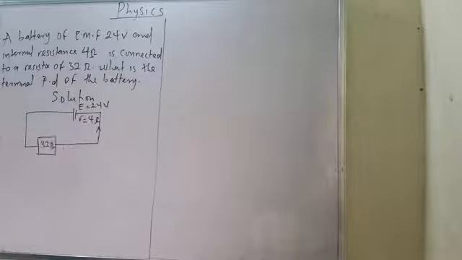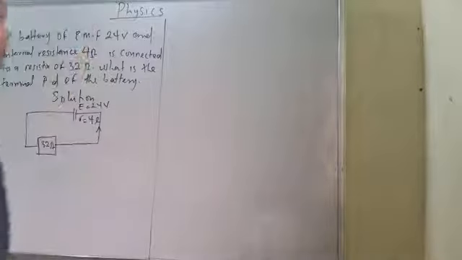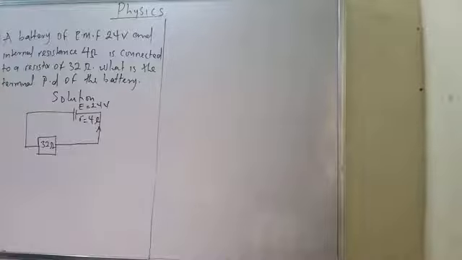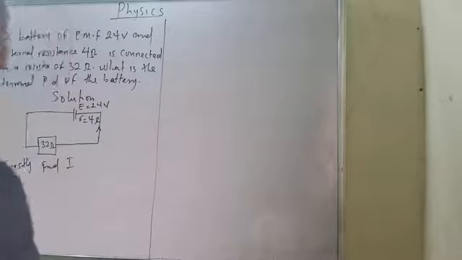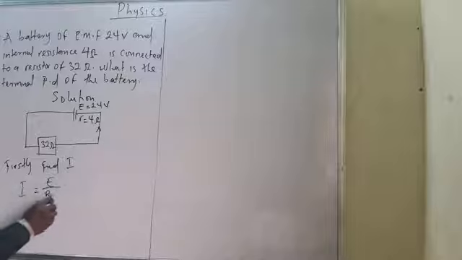That is all. By so doing this, you will know what you are doing, where you are coming from and where you are going. Now, with this, I can continue. Firstly, I want to find I, which is known as current. It means I equals E all over R plus small r.